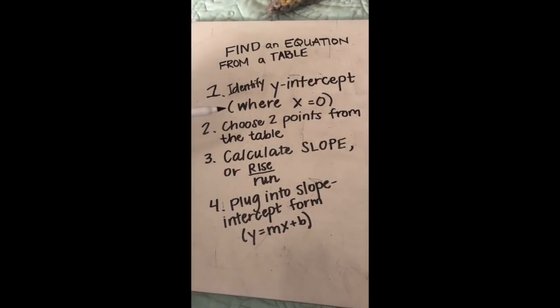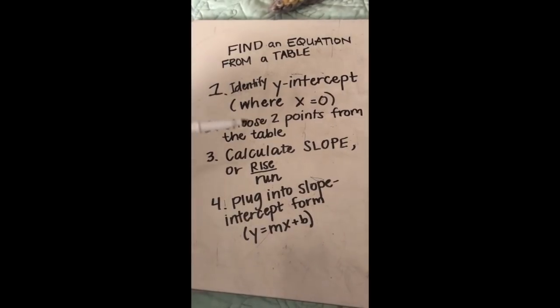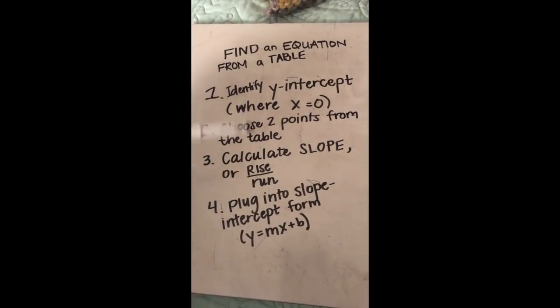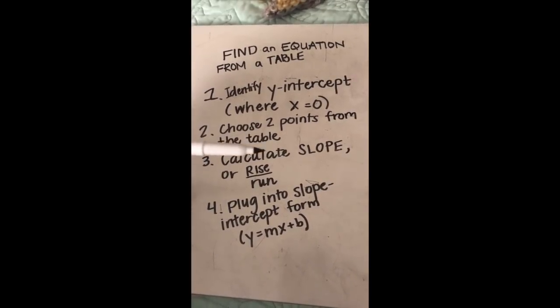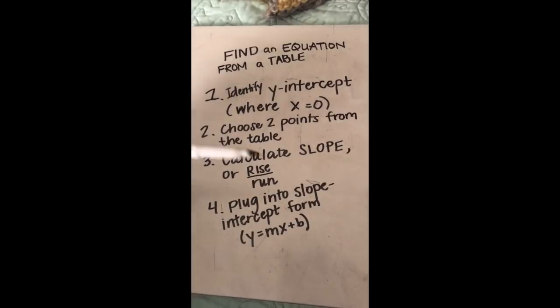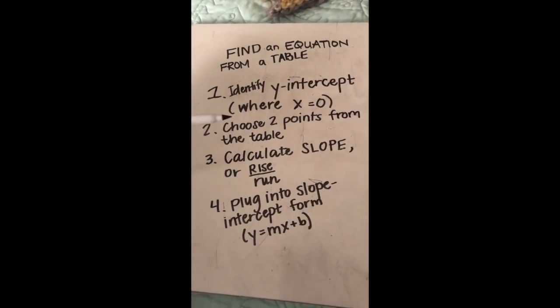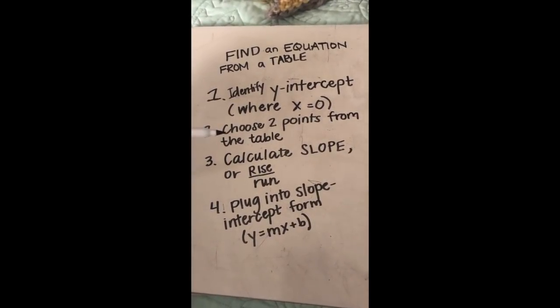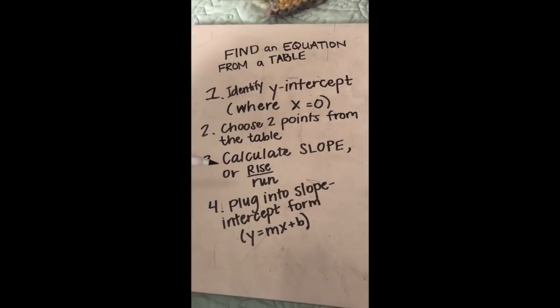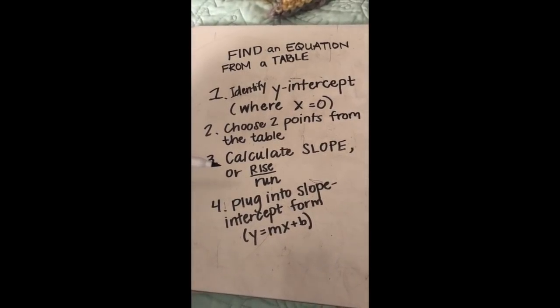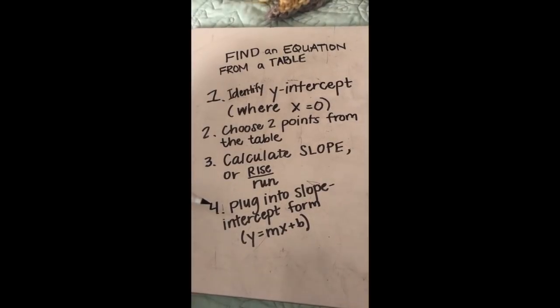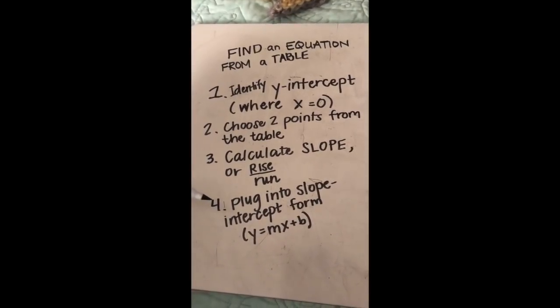Think about it. In order for a line to cross the y-axis, the vertical axis, there needs to be no value of x, no left or right component of the coordinate. So, at the y-intercept, x will equal 0. Step 2, choose 2 points from your table. Step 3, calculate the slope or rise over run. Step 4, plug it into slope-intercept form.